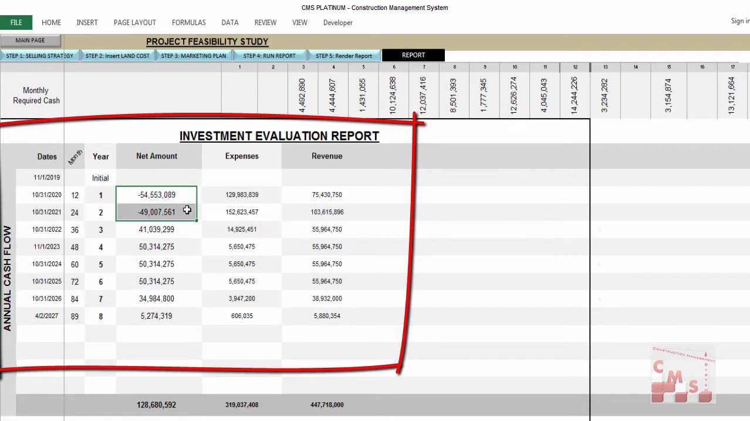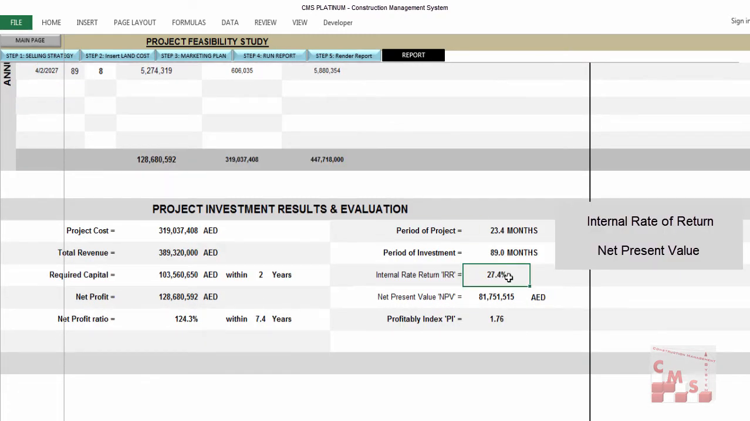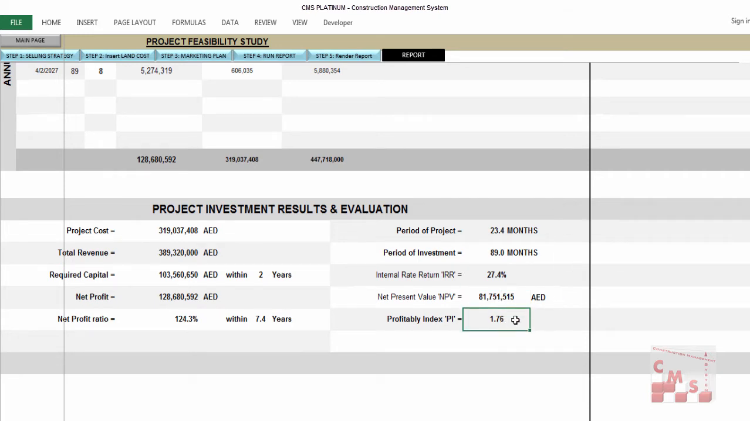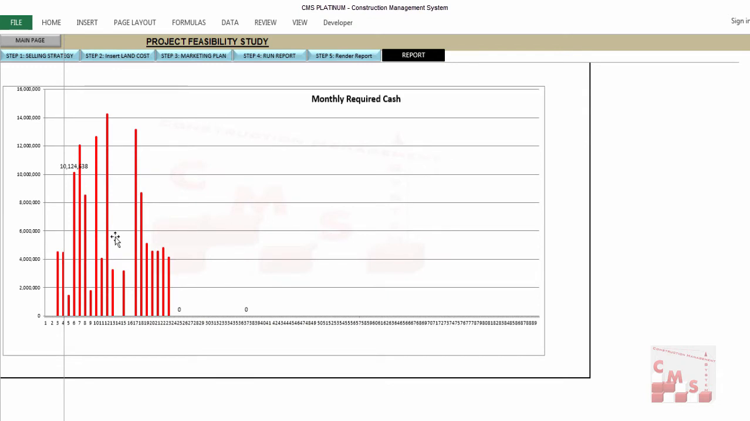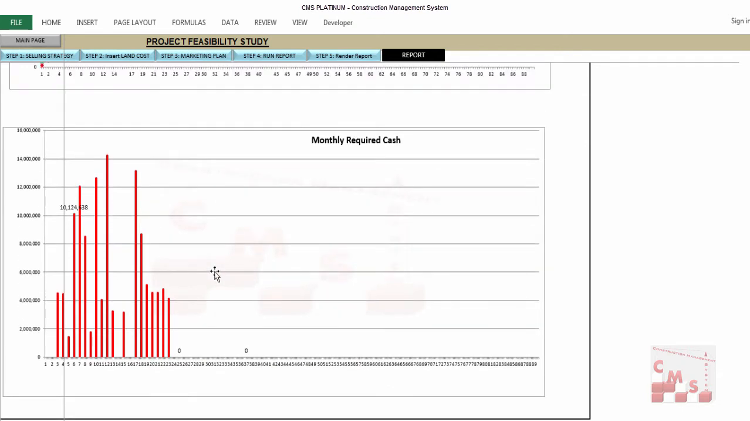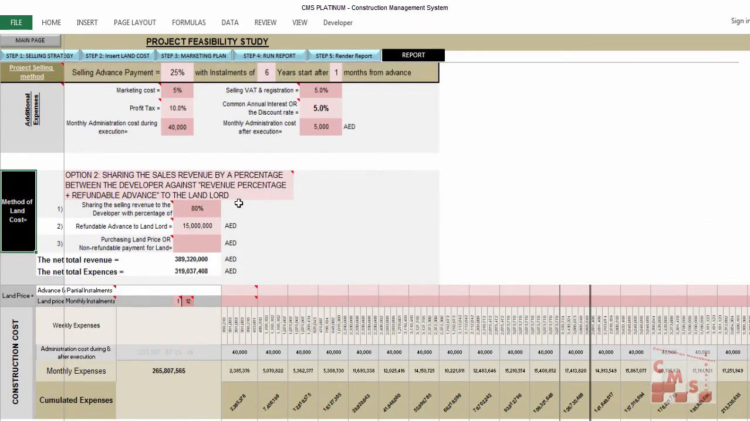In this case, that's your negative cash flow in these 2 years. That's your IRR, NPV and the profitability index, and that's the diagram showing the incoming and outgoing cash flow, and that's the diagram showing the required cash flow per month. According to this information, you will decide whether you will proceed with this project with this condition with the landlord or not. Let's take another option for dealing with the landlord.